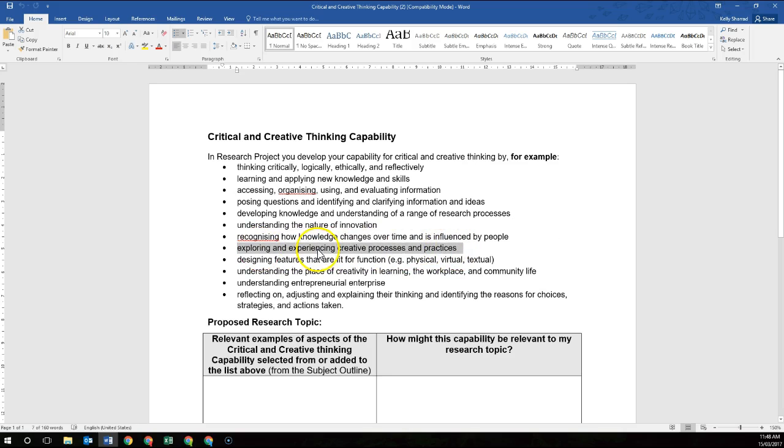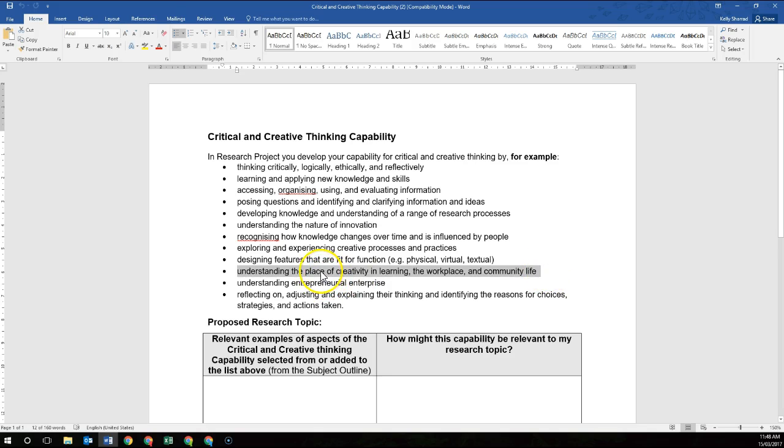You would be exploring and experiencing creative processes and practices during critical and creative thinking. So if you're exploring creative practices by actually building something, then that's how you're going to develop that capability. If you're looking at creative ways of creating a survey or an interview, that's how you're going to be developing that capability. Designing features that are fit for function, physical, virtual, or textual. So if you're actually going to create something during your research project, that's how you're addressing this capability here.